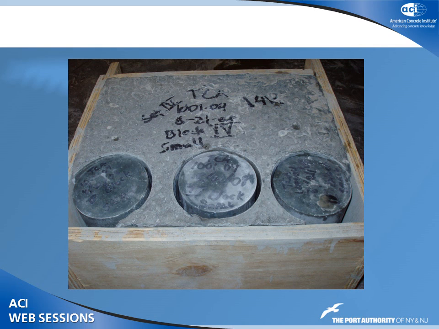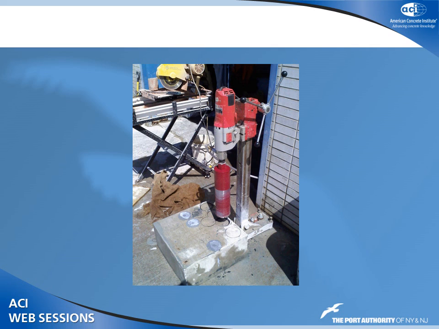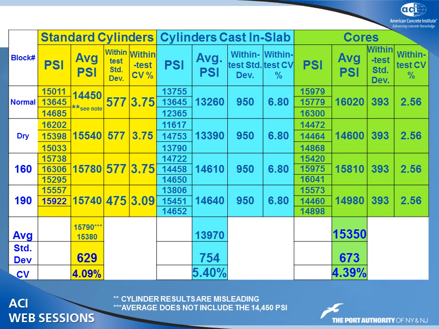So actually, here we are outside our lab, coring that slab, and here's the data. Here we had a block that was cured, everything here was done in accordance with ASTM C31, normal. But again, this is the data we got. There was something wrong with these cylinders. These cylinders broke very low.